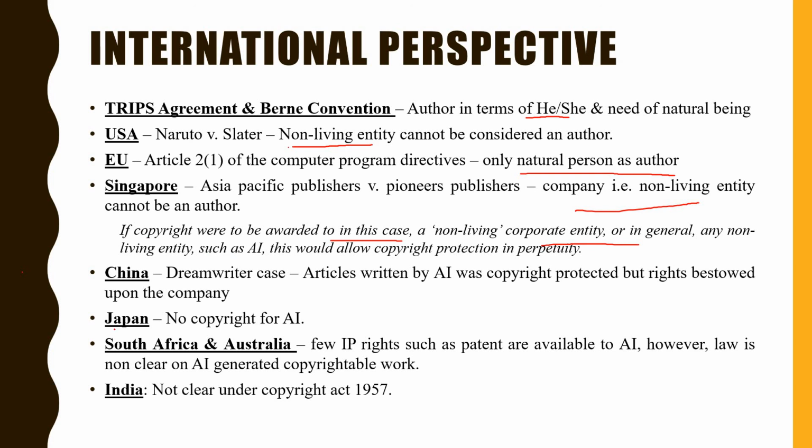In Japan, there was this book we discussed, right? However, in Japan, there's no copyright for AI. In South Africa and Australia, recently there was the patent inventor Dabus. This Dabus was given patent protection. However, for copyright, I haven't seen any change happening. The law is not clear on AI-generated copyrightable work. In India, we are not clear. However, let's see what happens after the Raghav case, which recently came in 2021-22.